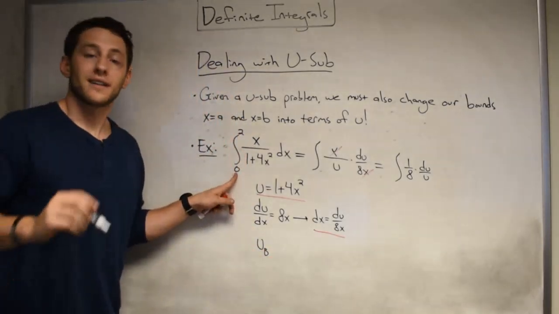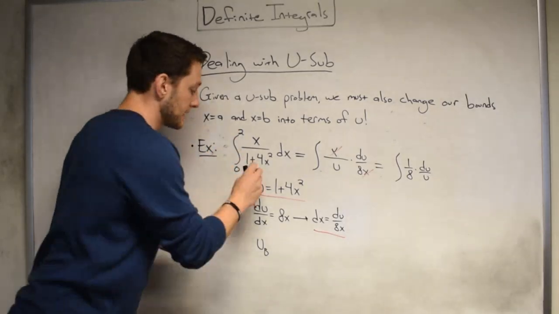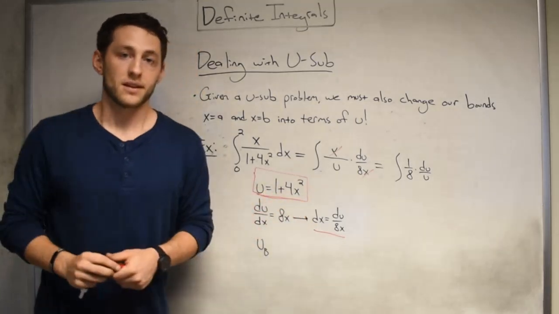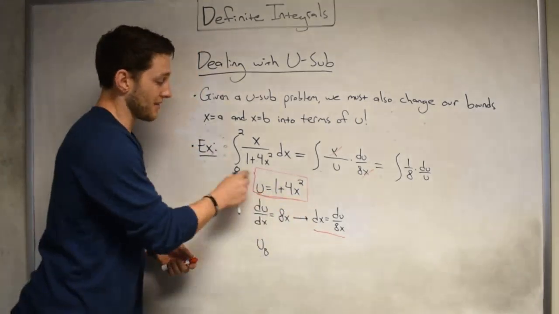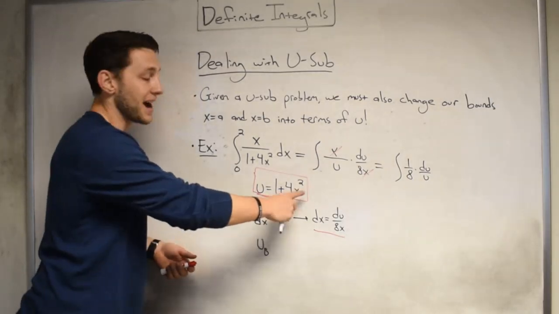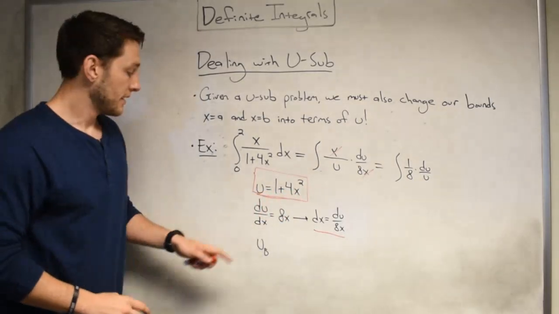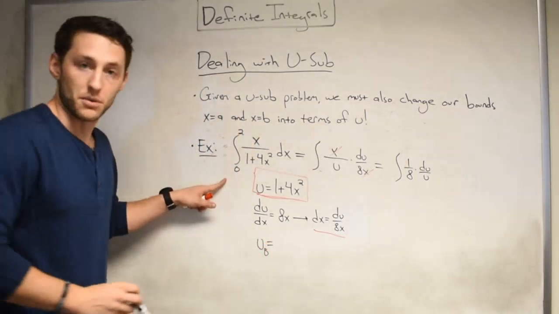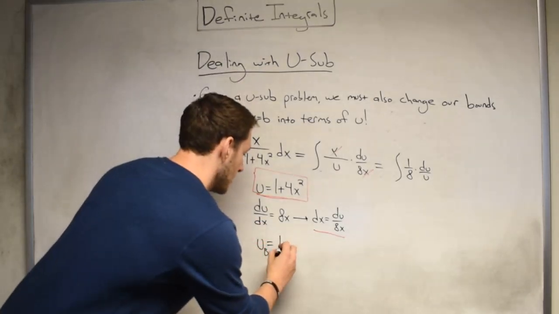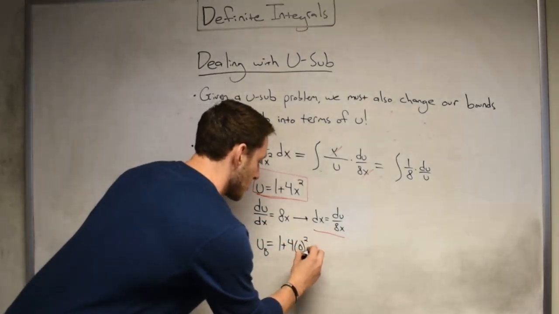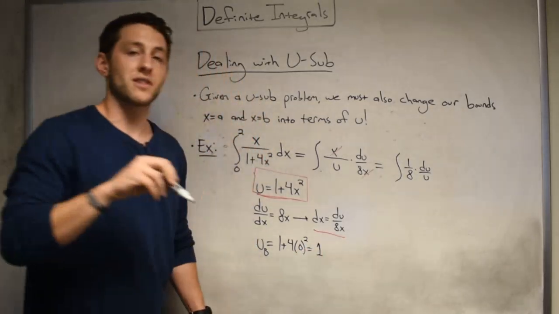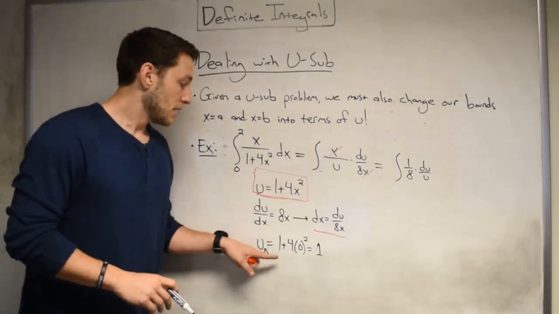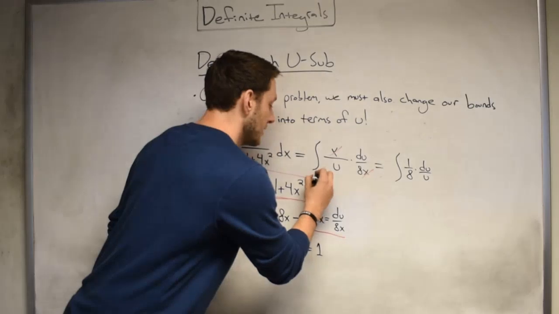what we're going to do is actually plug in 0 and 2 into this thing right here. I've described these guys as your translators, and no word is really better. For instance, if I plug in 0 for x, I can get some number in terms of u. So in order to figure out the bottom bound, u sub b, plug in 0 into your u function. 1 plus 4 times 0 squared, which just gives you an answer of 1. That means I'm going to replace this number 0 with the number 1, where 1 is in terms of u.